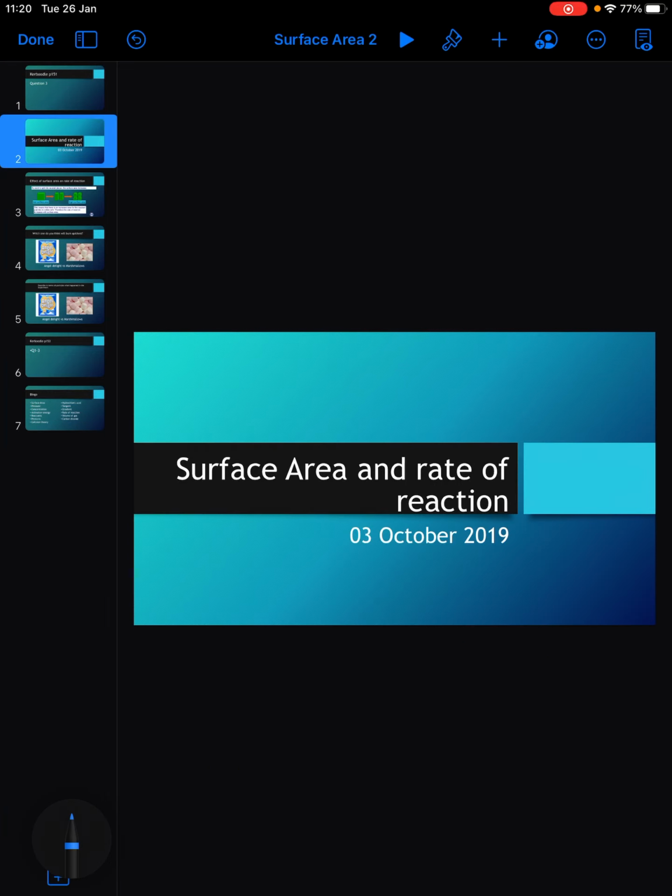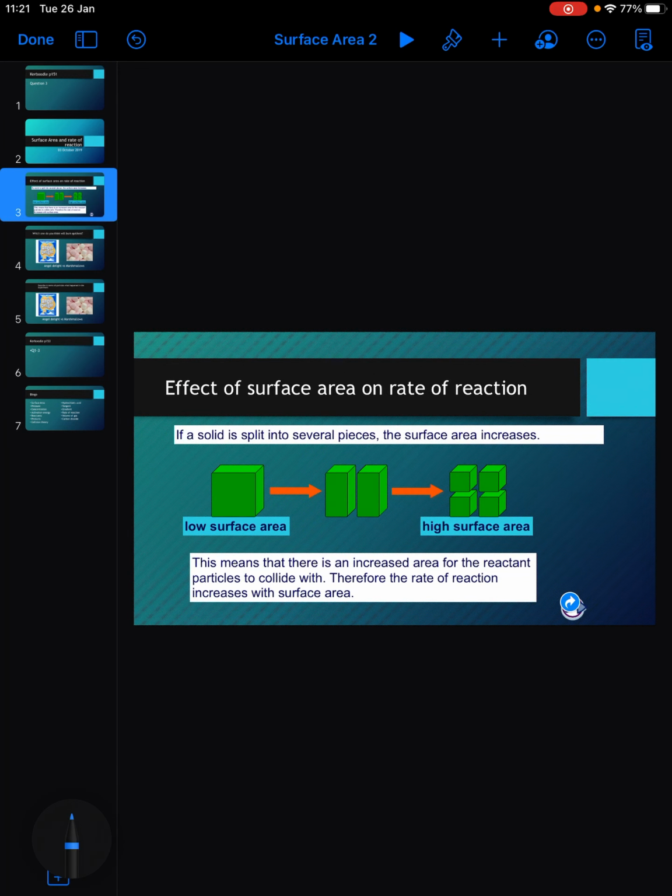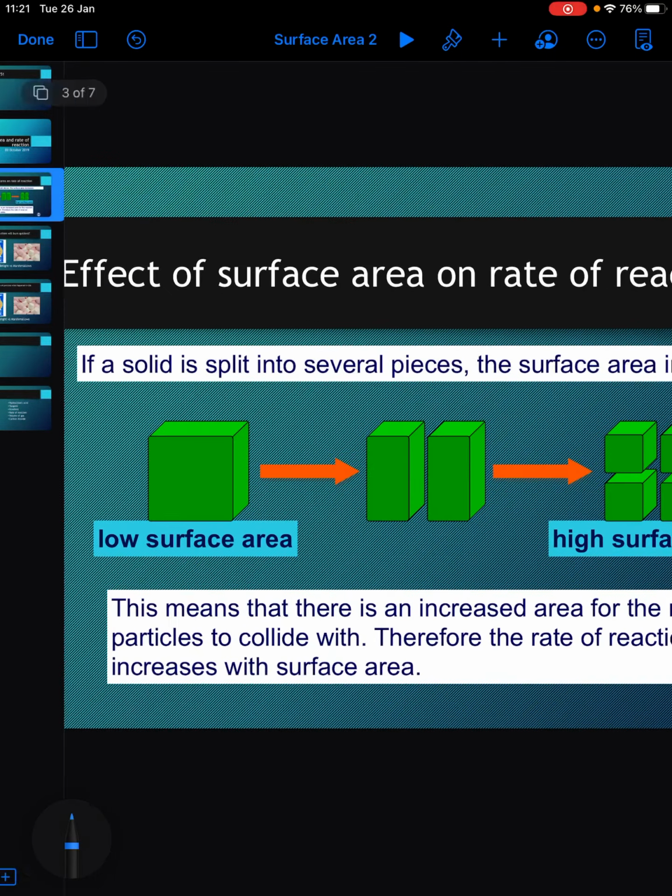Today we are looking at surface area and rate of reaction. Now there are very few notes for today, you'll be pleased to hear. So yeah, nice and easy. First bit is effective surface area on the rate of reaction. If a solid is split into several pieces, the surface area increases. Now, people do not like this, so let's just take a moment to really examine it.